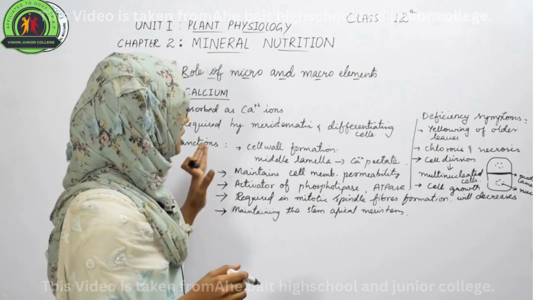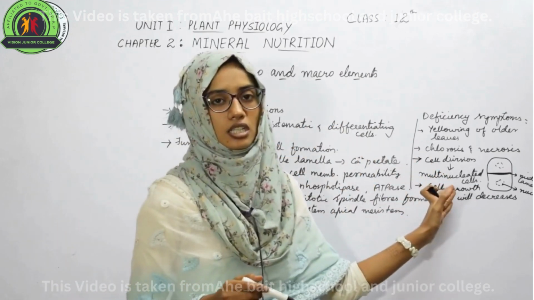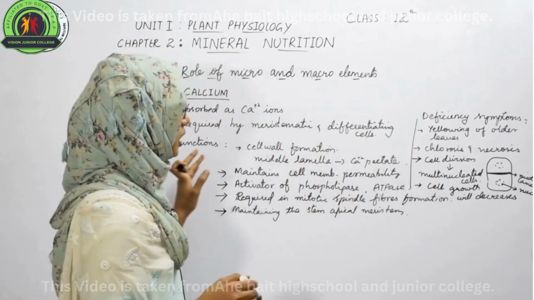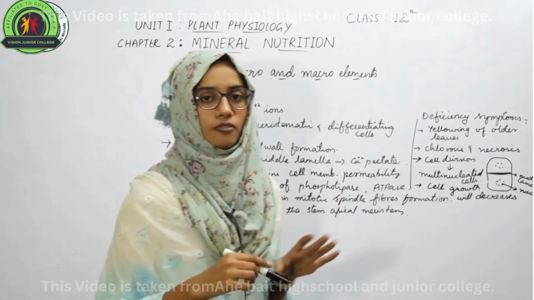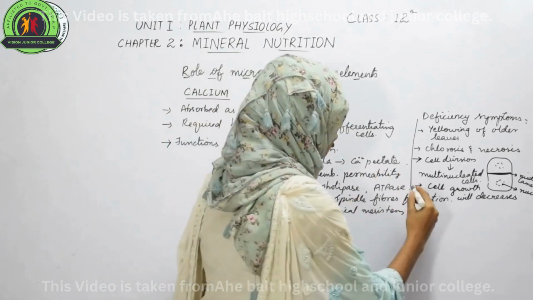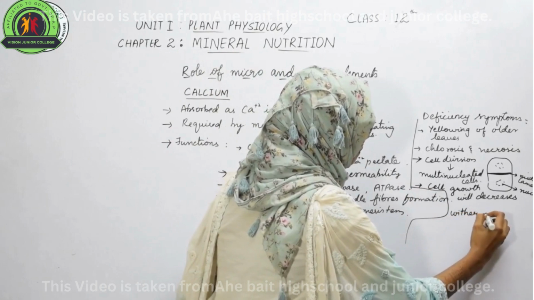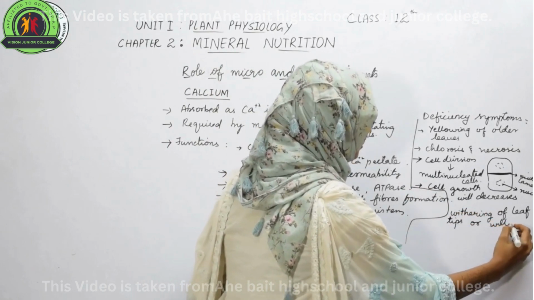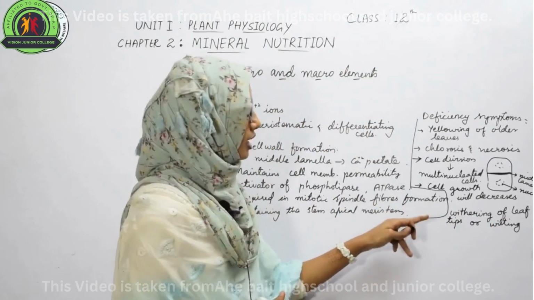So, these are certain functions of the calcium ion and the deficiency symptoms which can be seen due to the absence of calcium ion in the plant. One more deficiency symptom that can be seen due to the absence of calcium is withering, or wilting, of leaf tips.